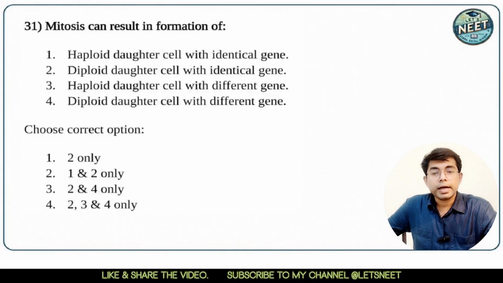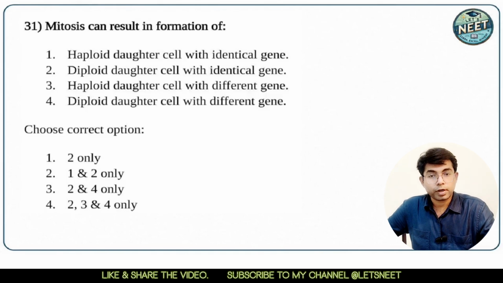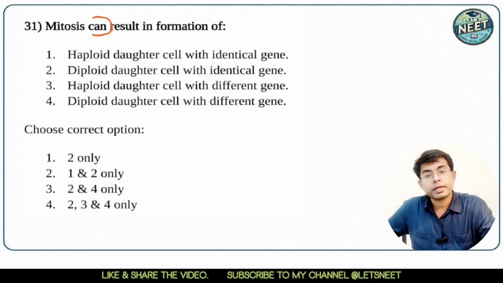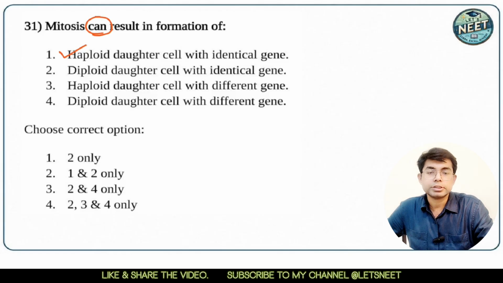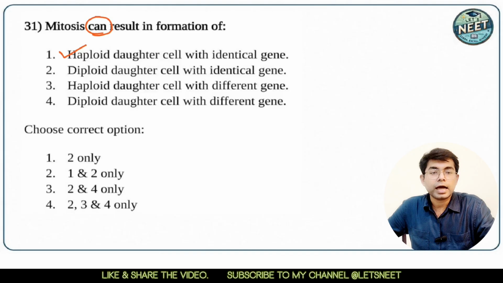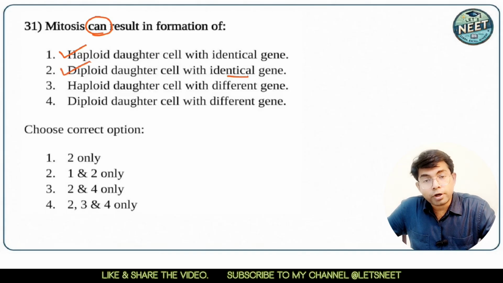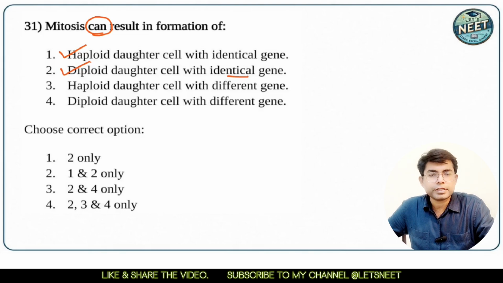Next one, mitosis can result in formation of. Again, it is related to haploid and diploid, so read the statement carefully. First, haploid daughter cell with identical genes. Mitosis can happen in haploid cells, so a haploid daughter cell with identical genes can be formed. Correct. Mitosis can result in formation of diploid daughter cell with identical genes. Yes, it can also lead to formation of diploid daughter cells. Haploid daughter cell with different genes? See, different genes are not possible. Diploid with different genes is not possible. So 1 and 2 are correct here.